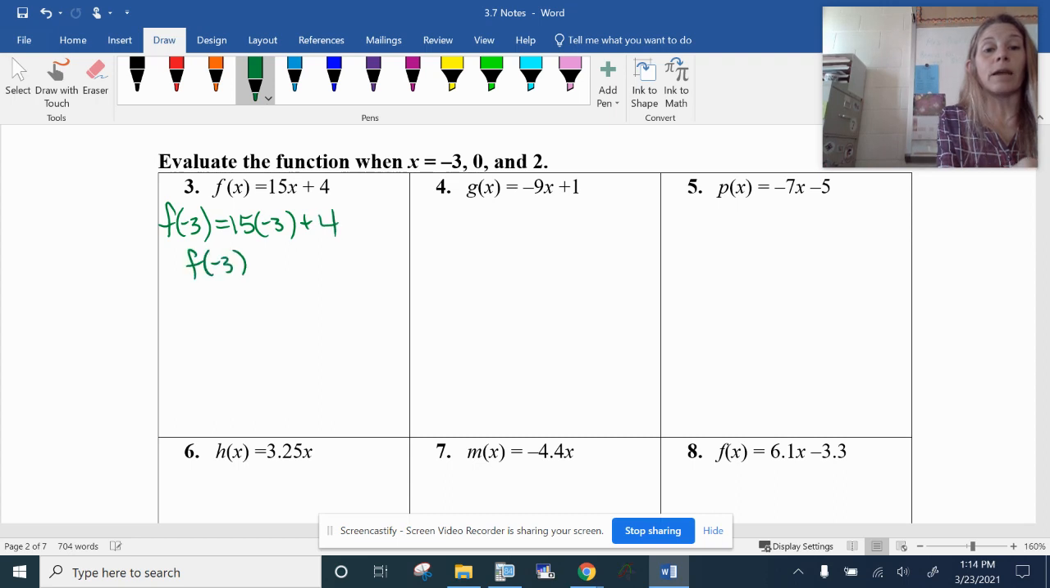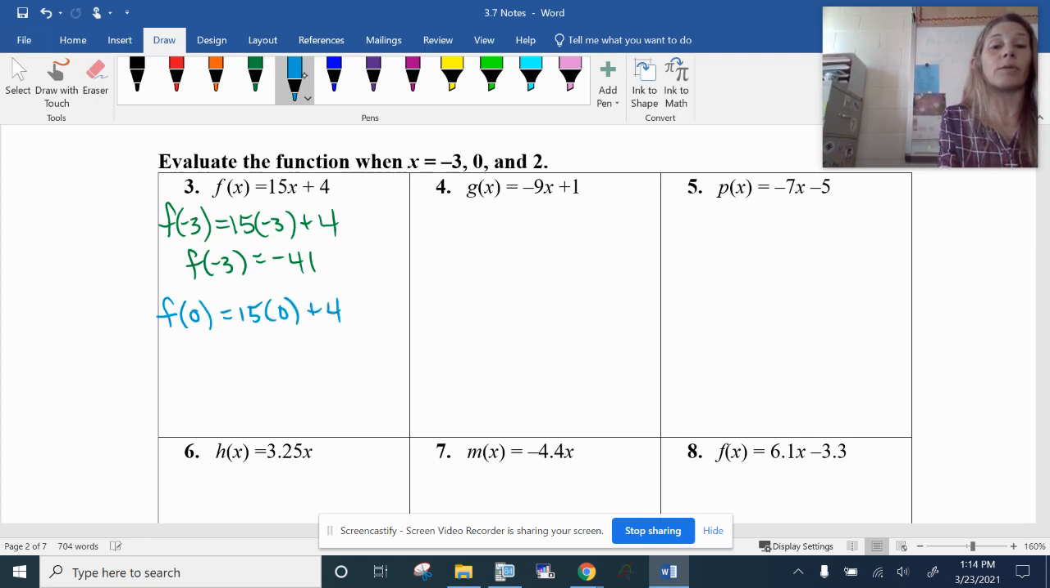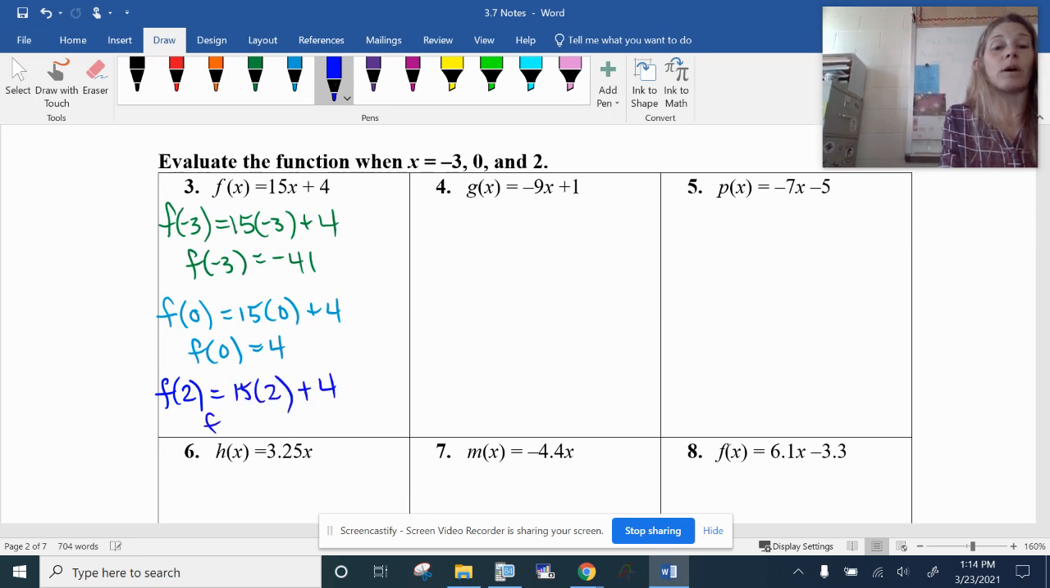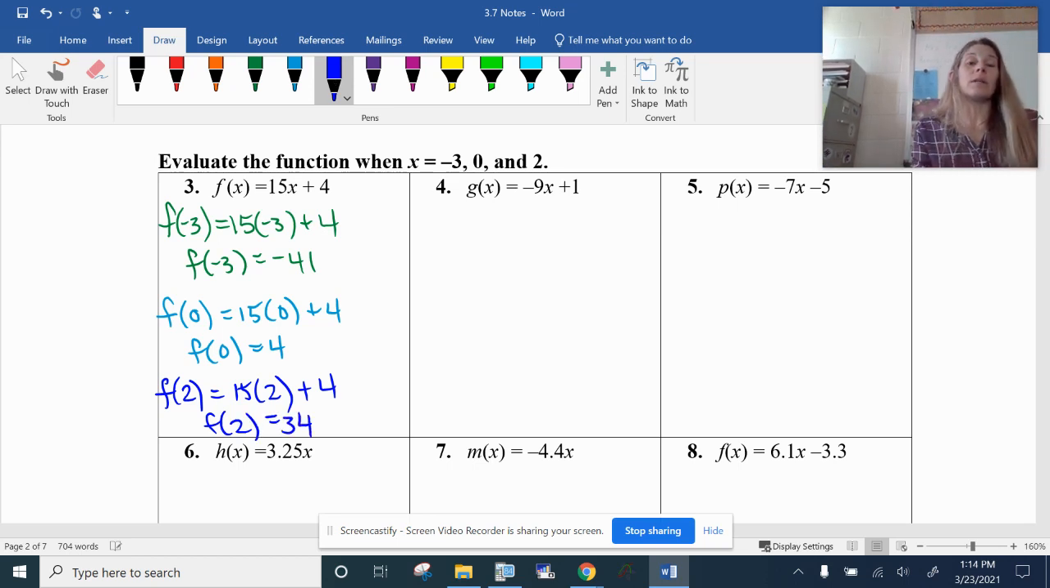So f of negative 3 equals negative 45 plus 4, which would be negative 41. I could also evaluate this function for a 0. So 15 times 0 plus 4 simply equals 4. I could also evaluate this function for the positive 2. 15 times 2, which is 30, plus 4 would give me 34. So you can see it's just like doing an input-output table, essentially.